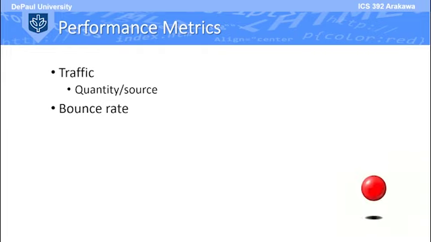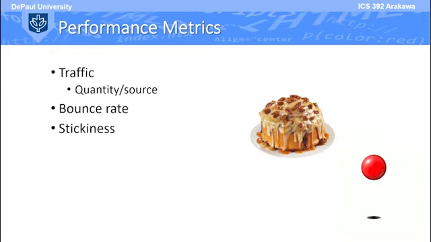Next is something called the bounce rate, and that's simply a measurement of the percentage of visitors that come to the site and immediately leave. So they hit the back button, they close the tab, but they don't stay on the site. Now, if they do stay on the site, we have a metric called stickiness. Stickiness is the measurement of how long people stay on the site.